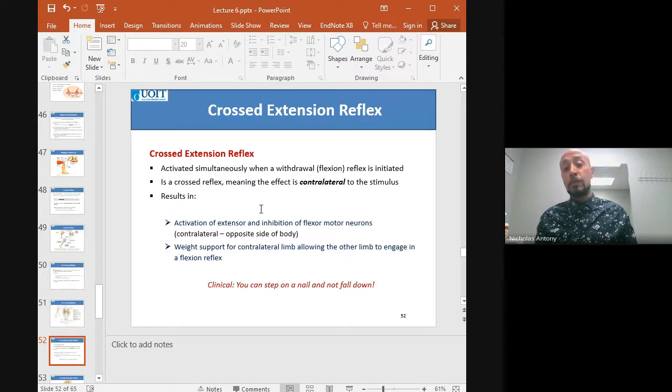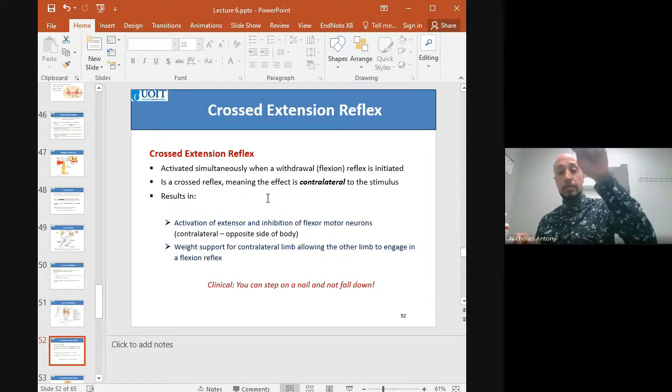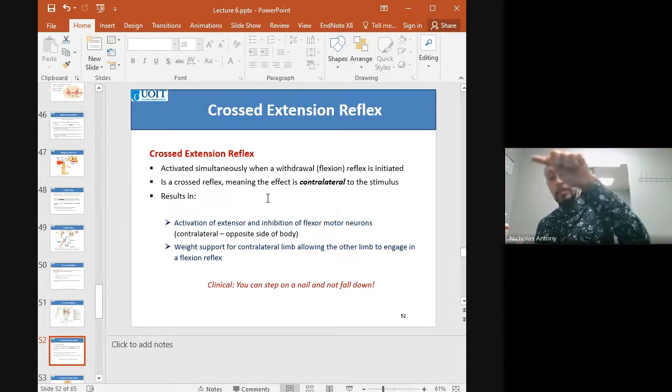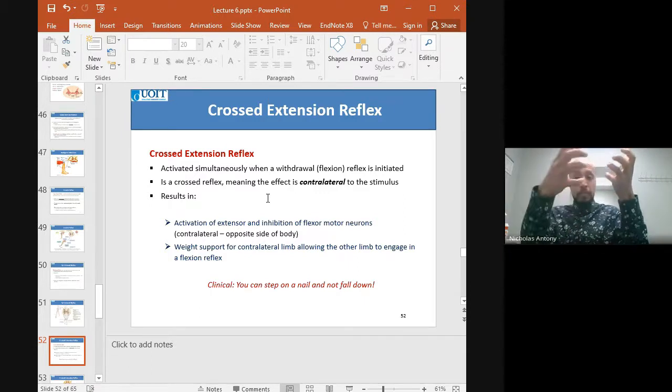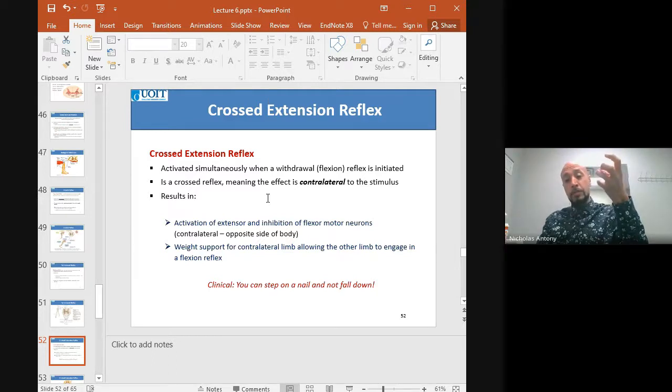So the cross extension reflex happens at the same time as the withdrawal reflex. Let's say I'm stepping with the left foot, that painful stimulus gets sent up to the spinal cord. Interneurons are going to reflexively send that signal down. So we're going to activate the flexor muscles of the left leg and inhibit the extensor muscles. So the left leg comes up. And then the cross extension reflex means that as soon as that happens, we're going to activate the extensor muscles of the right leg and inhibit the flexor muscles of the right leg.